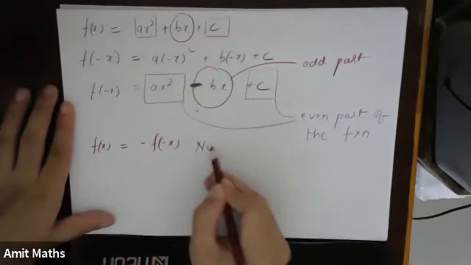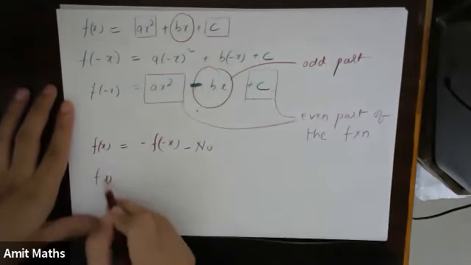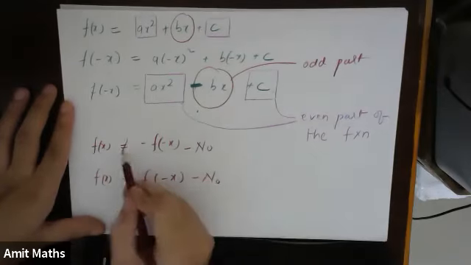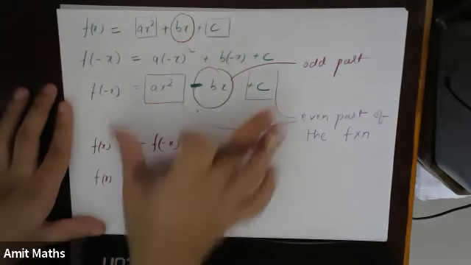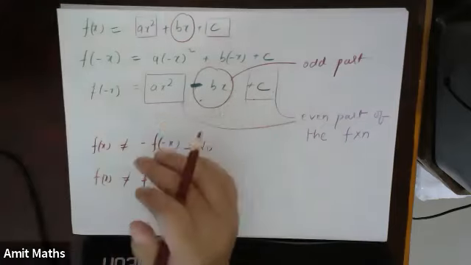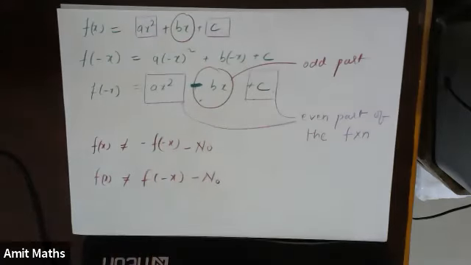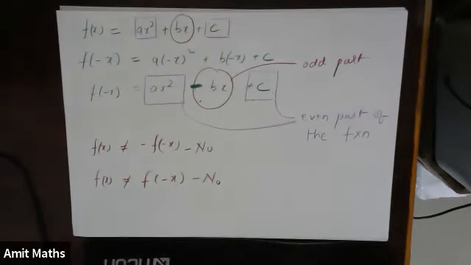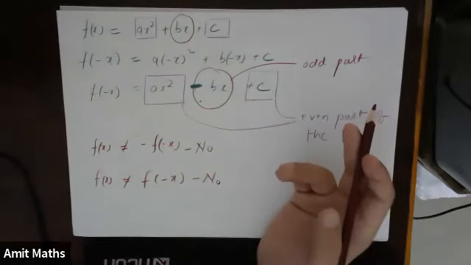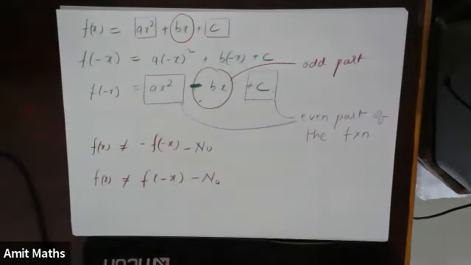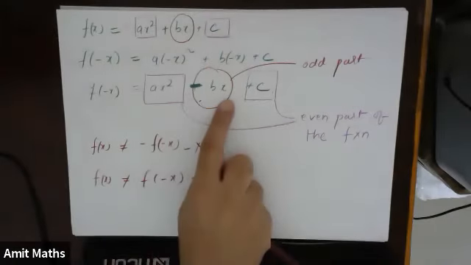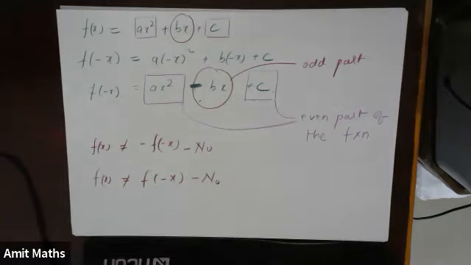No. Or can I say that f of x is equal to f of minus x? No. So that means for this kind of function, I cannot simply say that this is completely even or completely odd. That is, there will be some functions which are neither even nor odd. Like for example, polynomial functions are the best example. Quadratic expressions which have an x term in them are neither odd nor even.